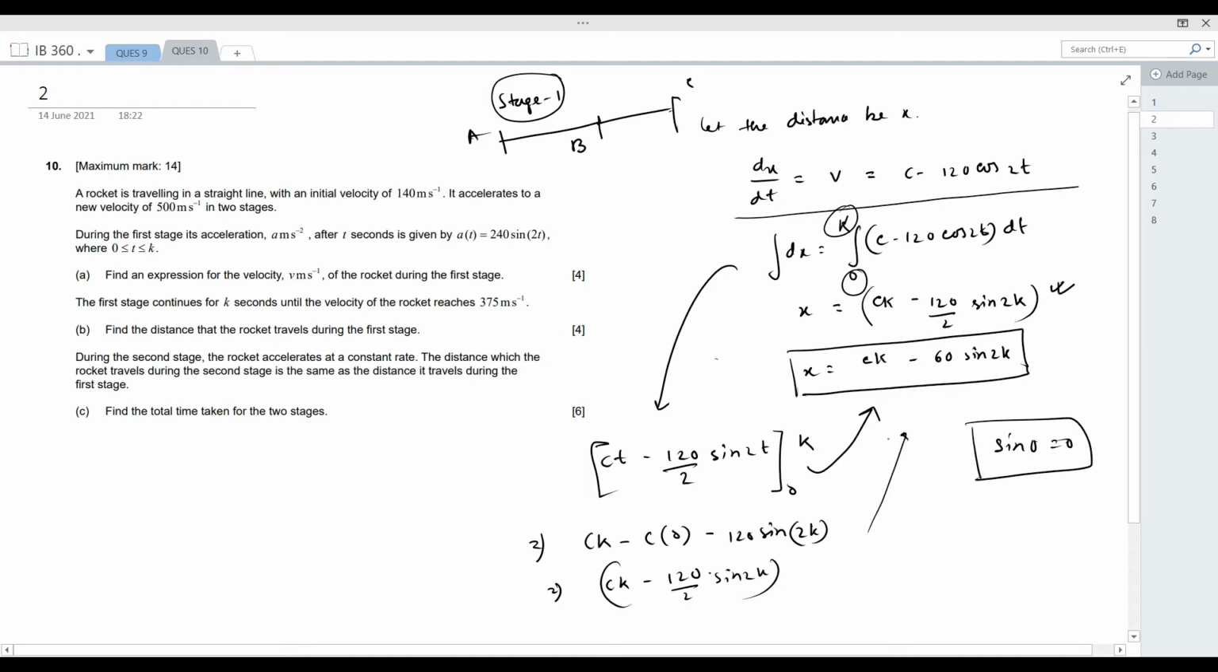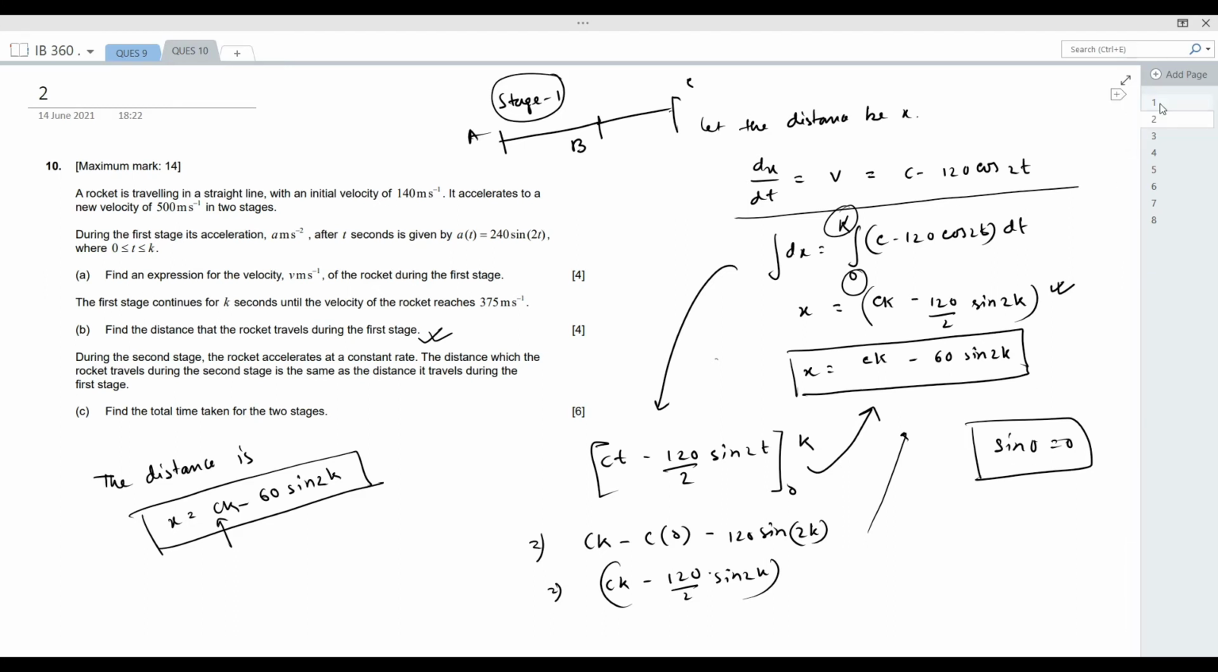So the distance that the rocket travels during the first stage is ck minus 60 sine 2k. Or you can also put the value of c here from this equation. From the first equation we have also found out the value of c. You can also put that value here and you will have the complete solution. If you don't put it, that is also okay, but if you put it, it will be complete.